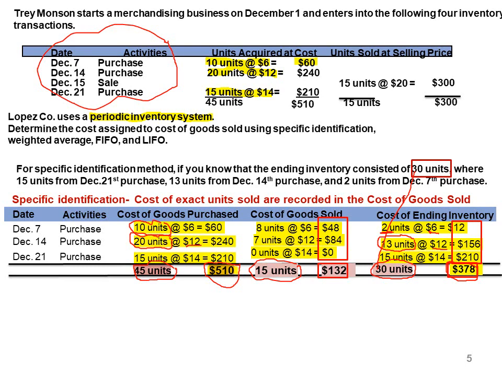Third and last date, we started December 21st with 15 units. We ended December 21st with 15 units. This means that all units have been sold, so we have 0 units under the cost of goods sold column times $14, so we will get 0. So at the end, we add 48 plus 84 plus 0. We will get the 132, the cost of goods sold.